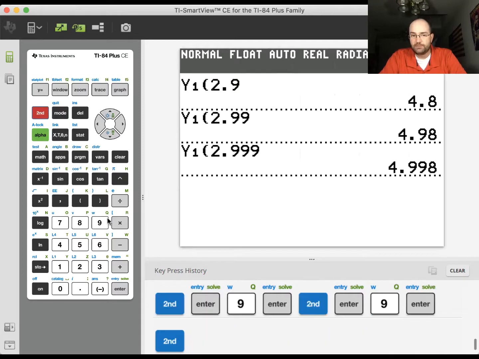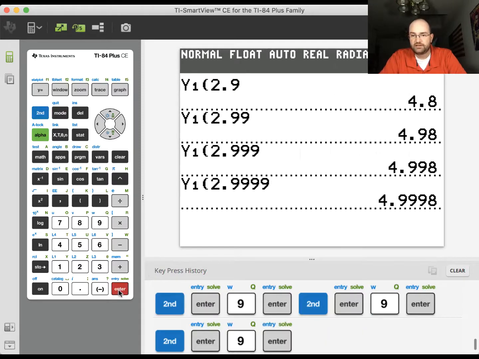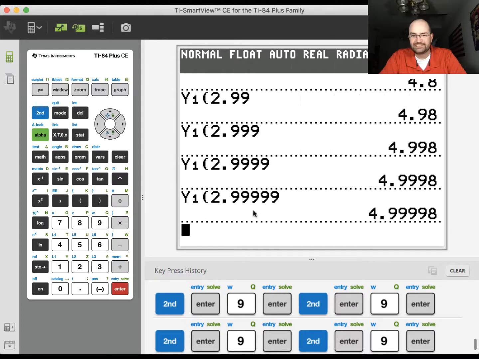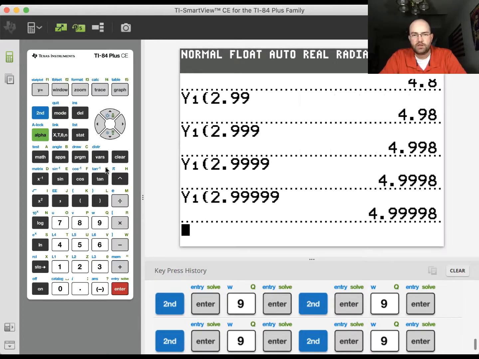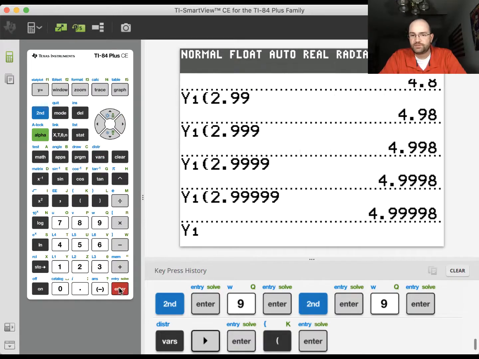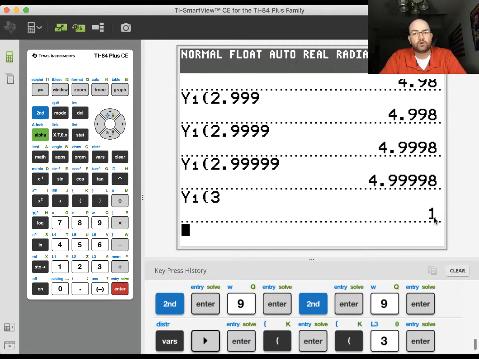If you want to see it one more time, do second enter and then throw on another 9, and notice it's getting another 9 there. You could even do it again if you want. We're getting more and more 9s as x gets more and more 9s. Good. But real quick, notice that when we type in 3 exactly, it gives us the number 1. That's the difference from typing in just 2x minus 1, versus 2x minus 1 for x not equal to 3 plus 1 when x is equal to 3.